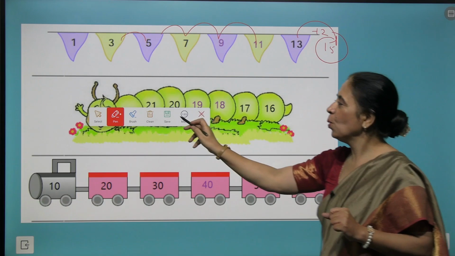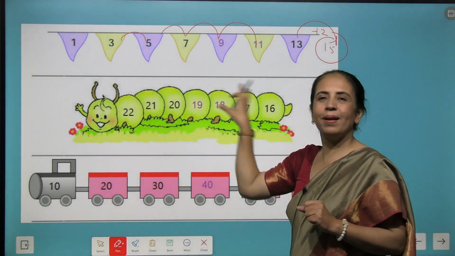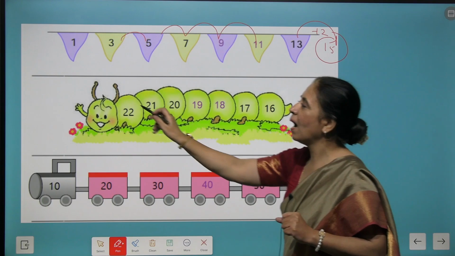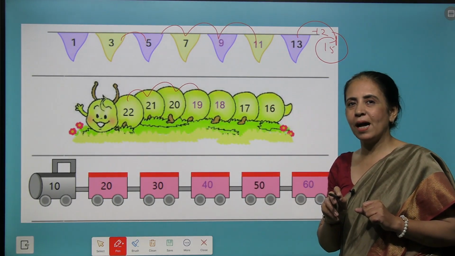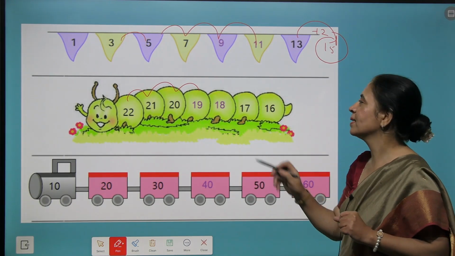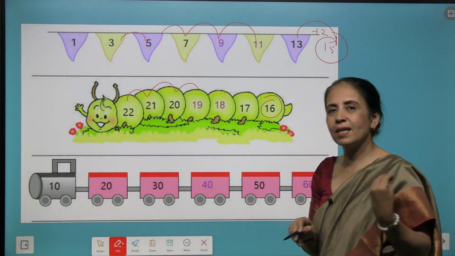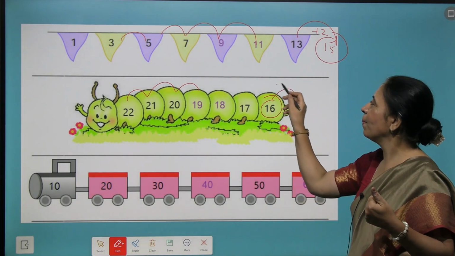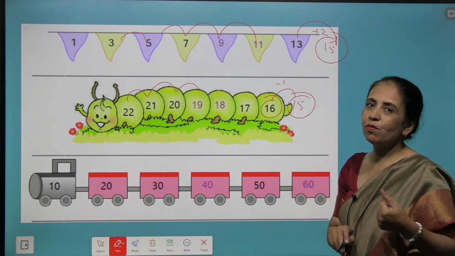Here we go. What do you see here? We have a caterpillar, and in this caterpillar you see the numbers are descending. This is minus 1 every time, isn't it? Yes. So what will be the next segment after 16? Beautiful. That's 16 minus 1, and we get the next term as 15.